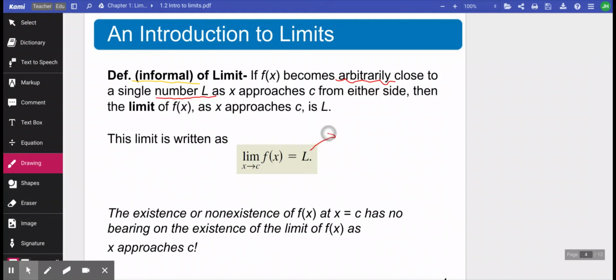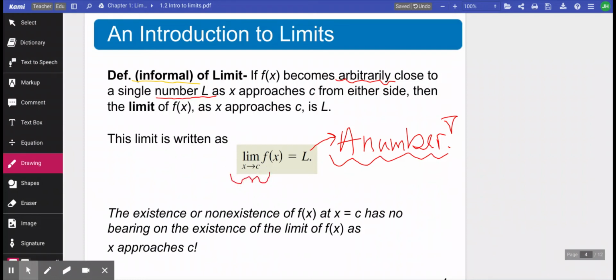So we know that this L is a number. It has to be a number. And I'm making a big deal about that because sometimes we see our graph approaching infinity. Infinity is not a number. That means it's not a limit if the function is approaching infinity. All right, and then also we see here that x is approaching c, and we have to keep in mind that that is from the left and the right.